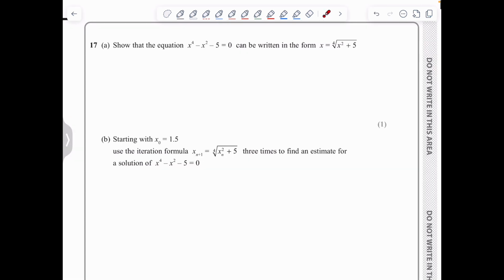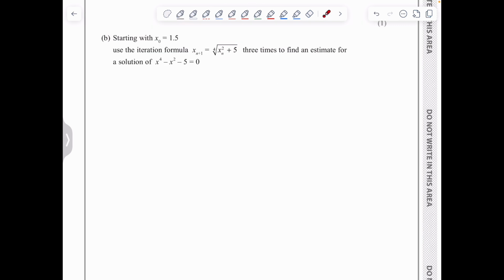In 17a, we need to show that the equation x to the 4 minus x squared minus 5 is 0 can be written as x is the fourth root of x squared plus 5. So seeing the fourth root here means it makes sense to start by isolating the x to the power of 4 term. So x to the 4 is x squared plus 5, and therefore x is the fourth root of x squared plus 5 as required.